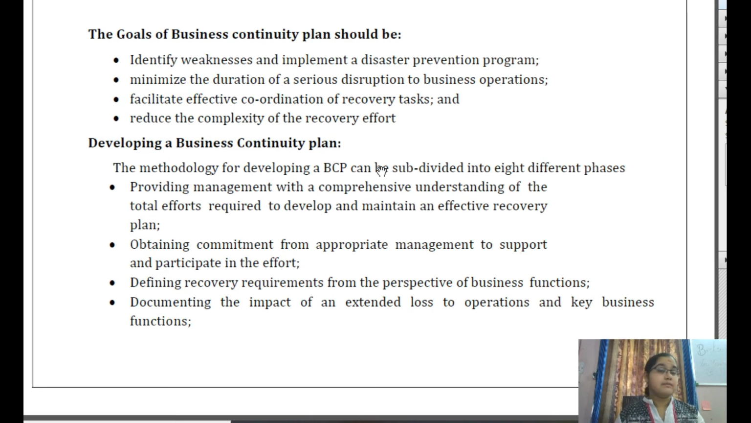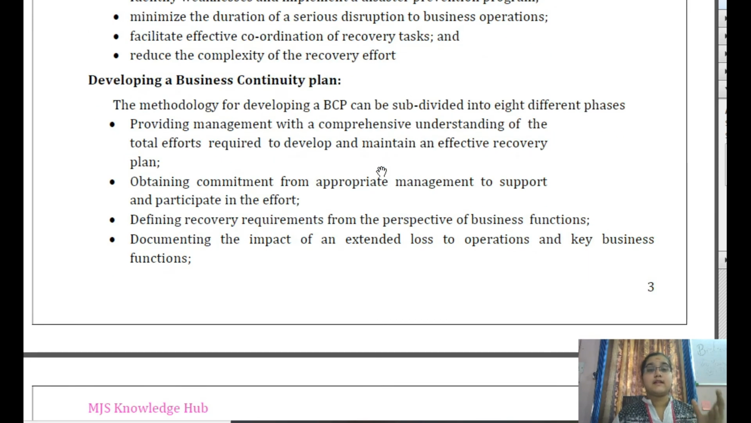Then obtain the commitment. Explaining is not sufficient. Obtain commitment from the appropriate management to support and participate in the effort. Then define the recovery requirement from the perspective of business function. Based upon the business, what things or functions we need to recover. Then document the impact of an extended loss to operation and key business function. The plan will emphasize that if any loss has occurred to the operations, then document the impact of that loss on the key business function.